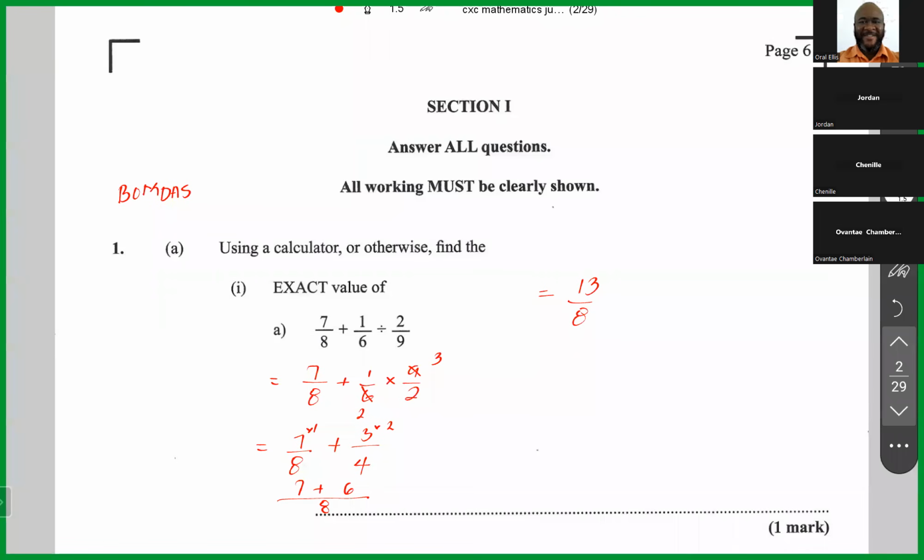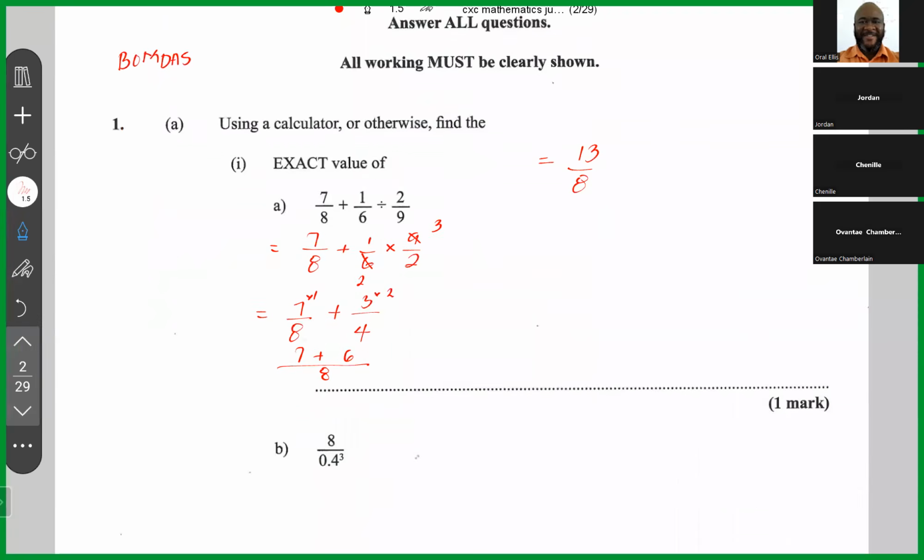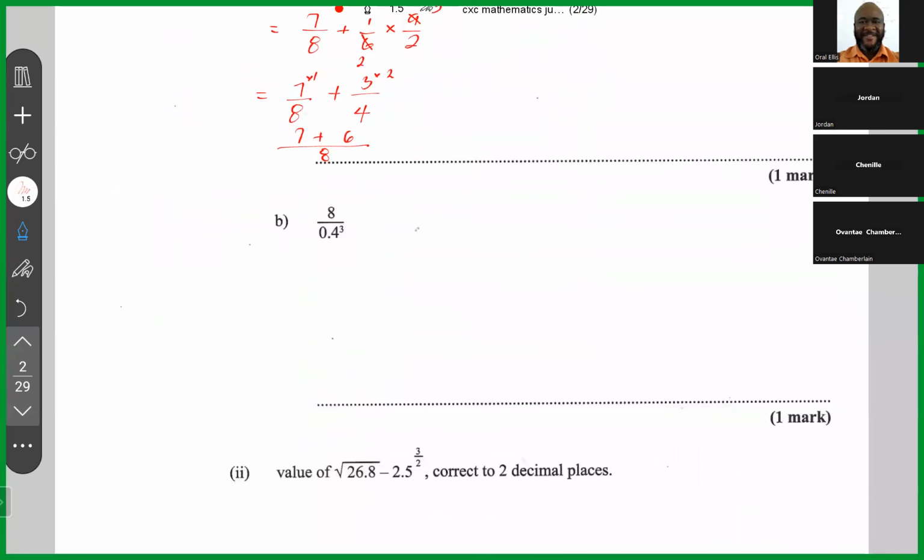All right, so let's have a quick go at the B part of the question. B part says 8 divided by 0.4 cubed. Cubed means I'm multiplying 0.4 by itself 3 times. So you can say that this is 8 divided by 0.064, and 8 divided by 0.064 is 125.